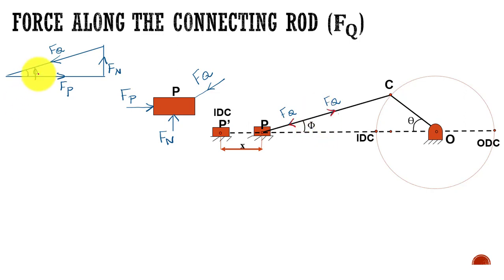Now I want to know what is the force Fq. How to find out that force? Let us take cos phi, which is equal to the adjacent side divided by the hypotenuse. Cos phi is equal to Fp divided by Fq. I need the force along the connecting rod, Fq, so Fq is Fp divided by cos phi. It can easily be found from that. This is the formula that we need to remember to find the force along the connecting rod, the Fq value.